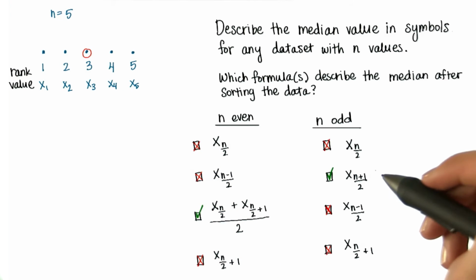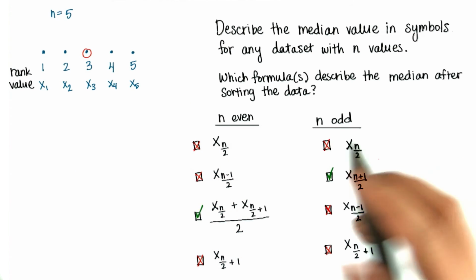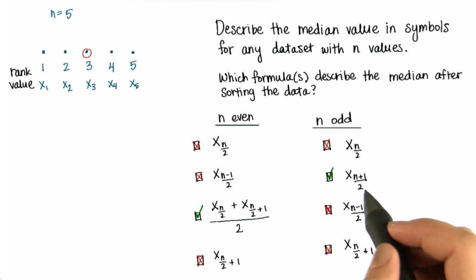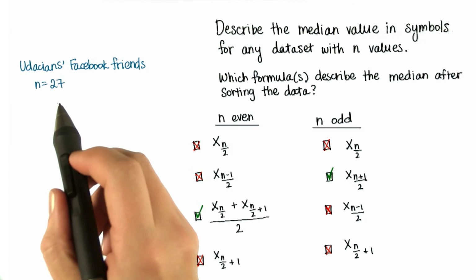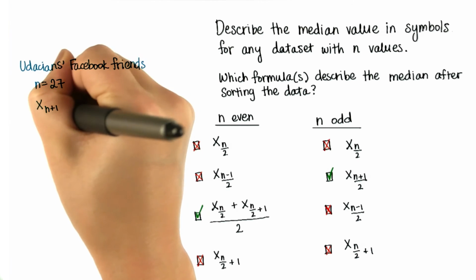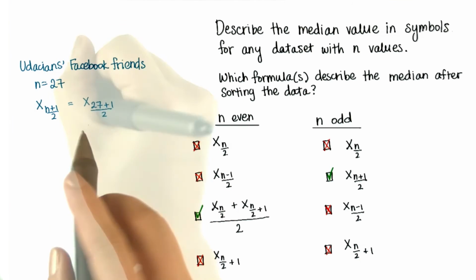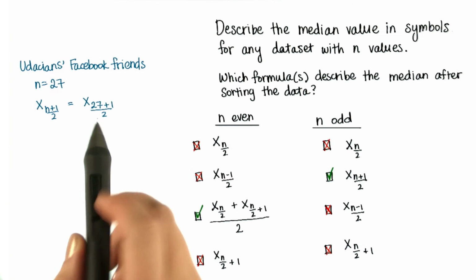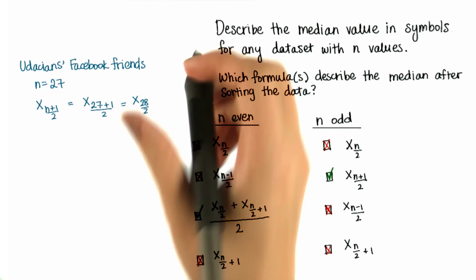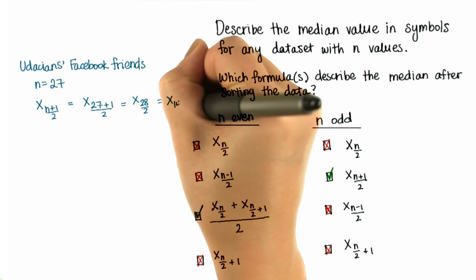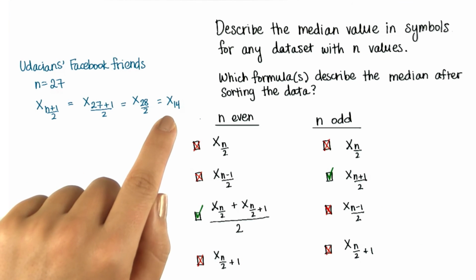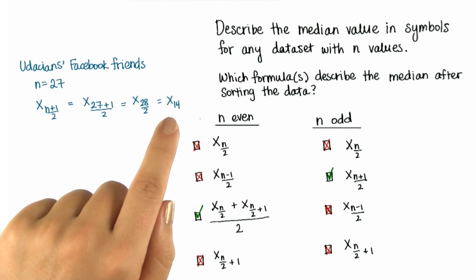This is probably kind of confusing. So before we finish this solution, let's just apply this one to the Udacians' Facebook friend dataset that we had before. Remember, we had 27 values. So we want the value in the n plus 1 over 2 place. So if we plug n in, then we get 27 plus 1 divided by 2, which is 28 divided by 2, which is the 14th place. And then when we looked for that value in the 14th place, we found that the median was 479.